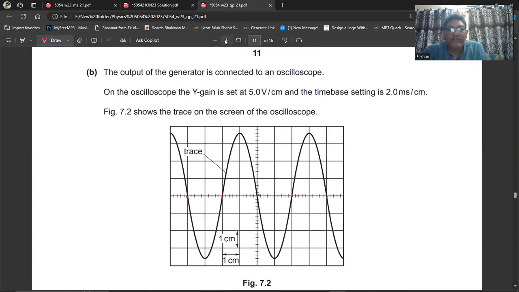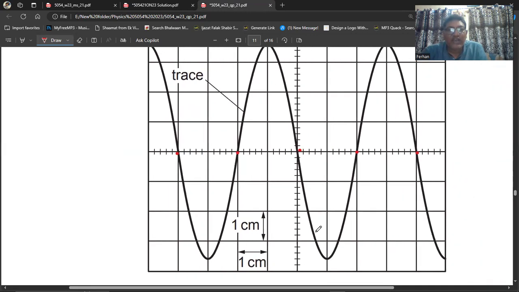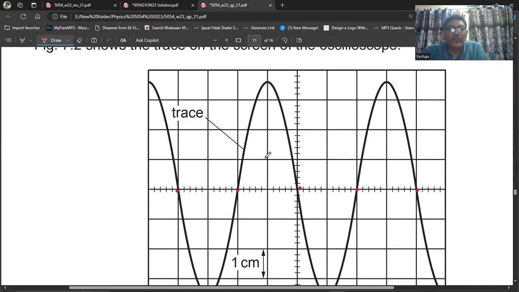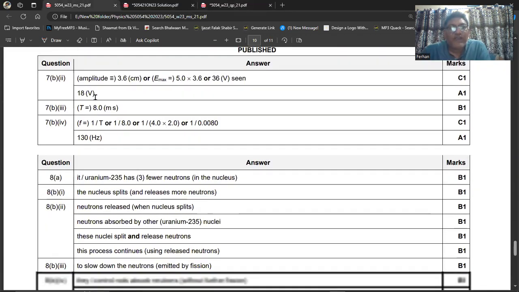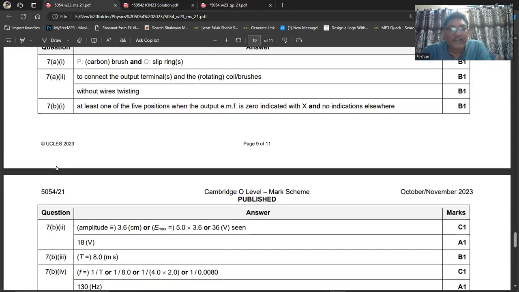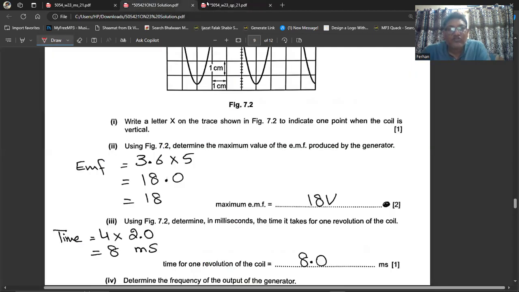Okay, so let me increase the size. So the maximum EMF induced, let me check how much is the amplitude. From the mean position, how much is it going? 1, 2, 3, 3.6. So this has an amplitude of 3.6. So you will multiply 3.6 with the Y gain, which means 5 volt per centimeter. So 3.6 multiplied by 5, that is 18. So the maximum EMF induced is 18 volt. This is the answer. This is my solution.